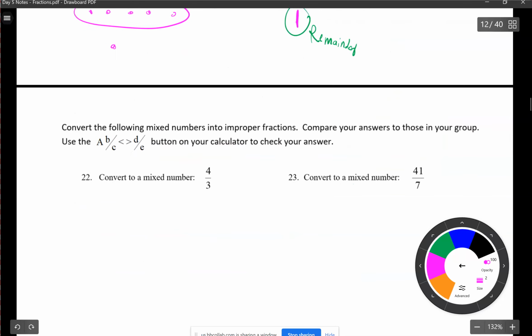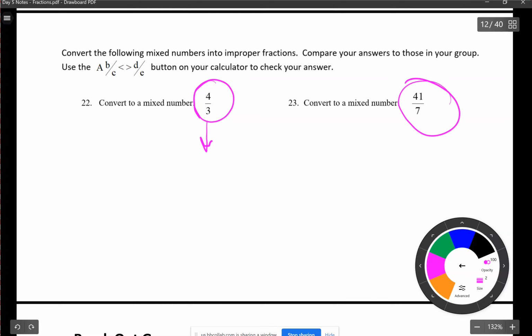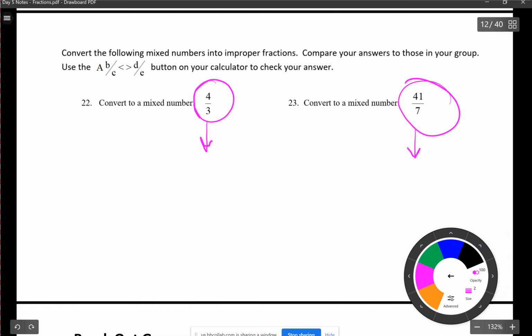Okay, and that's what I want you to try here. So on 22 and 23, either do long division or you can use brain power. Like number 22 is pretty easy to think. You can probably just use it, but number 23 is a little harder. So try both of those real quick.